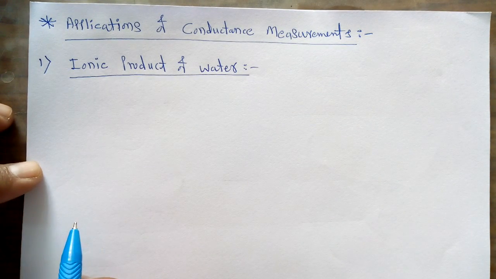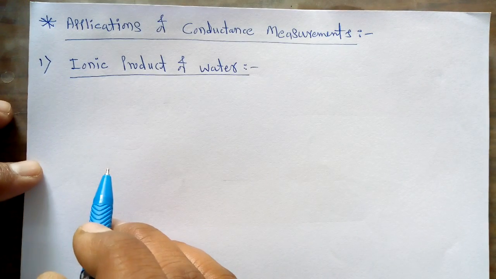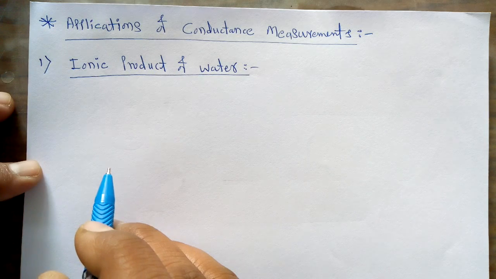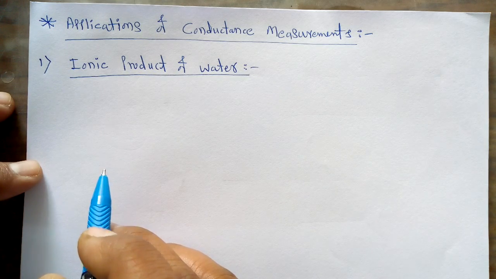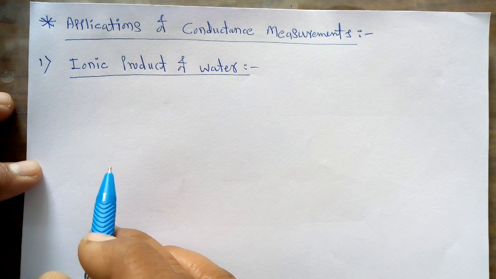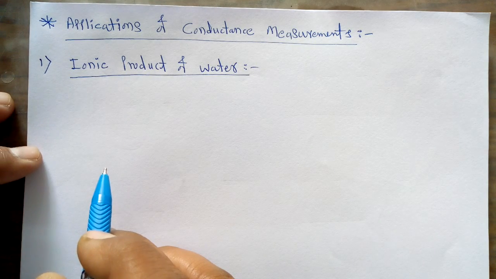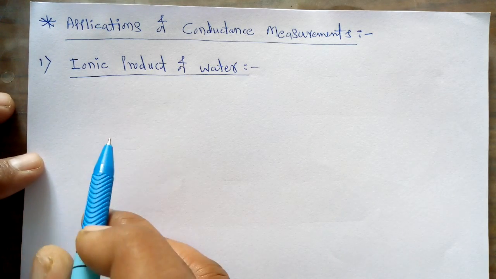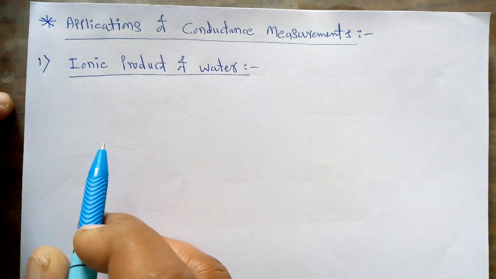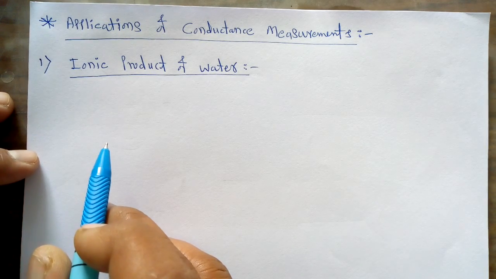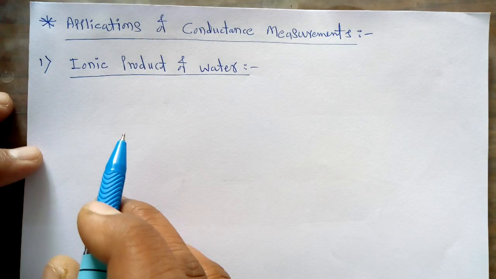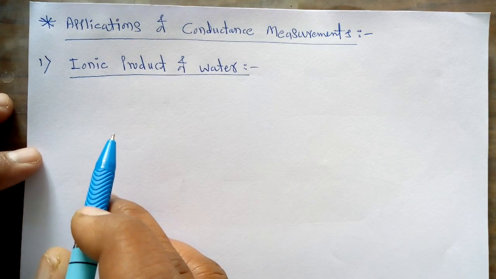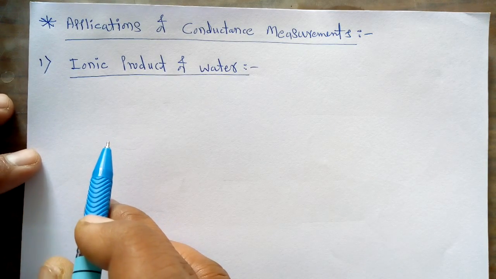In our last lecture, we studied two important points from the chapter, that is, the calculation of equivalent conductance at infinite dilution for weak electrolytes. For this, we studied two different methods. The first method is based upon Kohlrausch's law, and the second method is called the arithmetic method. After that, the second point we completed is the degree of dissociation of the weak electrolyte.